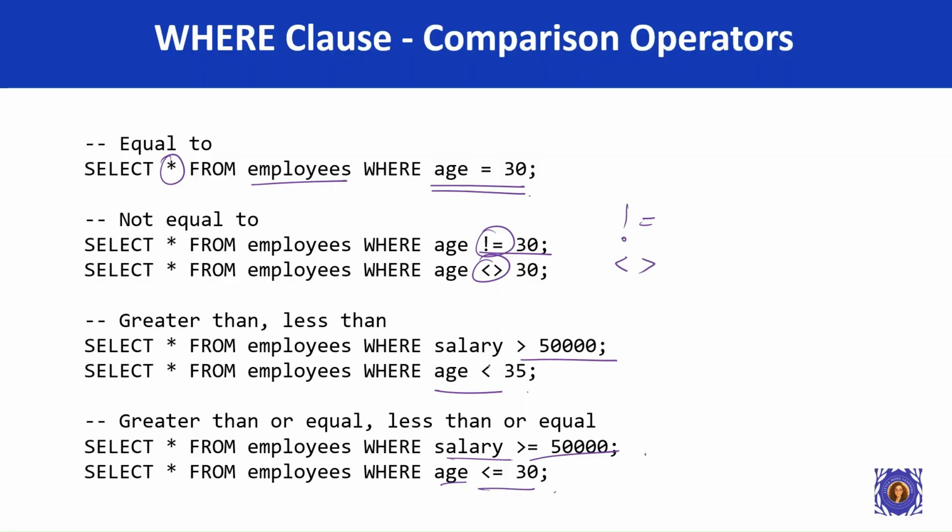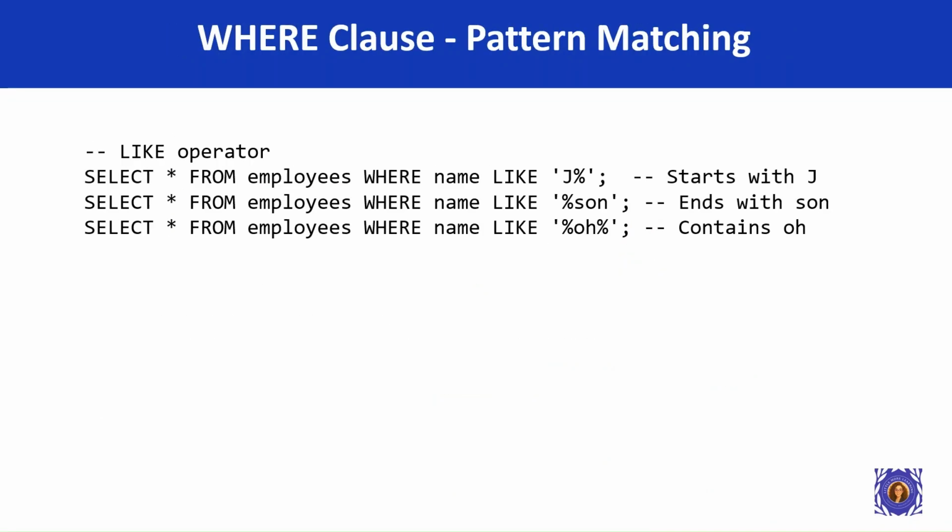Now here's the catch. When it is only less than, then 35 is not counted. But here it is less than or equal to, then 30 will also be counted. Same for salary also. Now comes pattern matching, where first is the like operator. Like we are using where name like J%. It means that J should be the starting letter. The rest could be anything, like John, Jake. This can come as output.